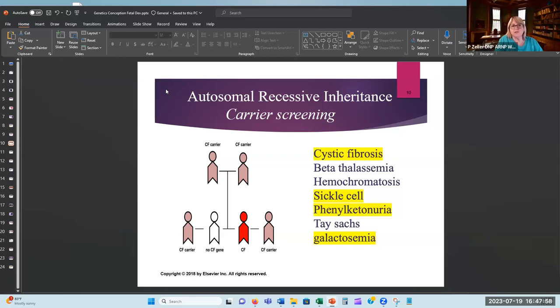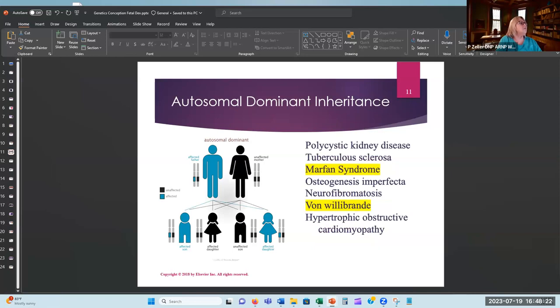Just like in breast cancer, if there's a strong family history of breast cancer, we test for the BRCA gene. If a person has a BRCA gene, then there's increased risk of breast cancer. So that's what we call carrier screening. All right. So autosomal recessive: sickle cell and cystic fibrosis.